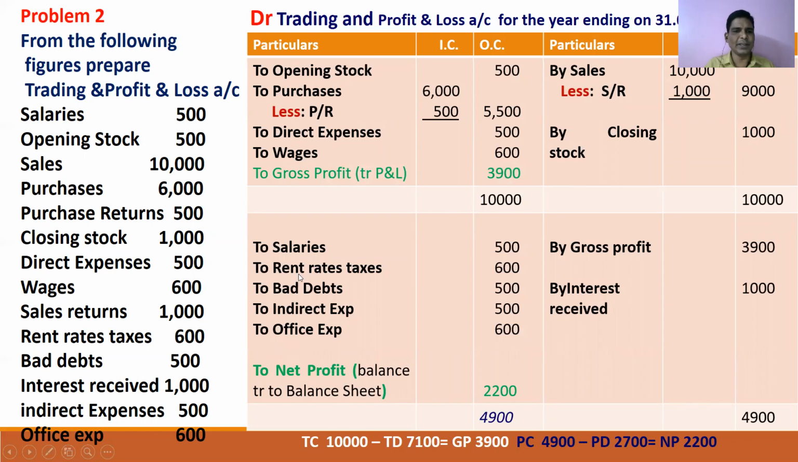Rent rates taxes PD. Bad debts PD. Interest received PC. Indirect expenses PD, direct expenses TD. Office expenses PD. So by your practice, by your preparation, by writing 10 times, the total problem is segregated into 4 sections: trading account debit side, trading account credit side, profit and loss account debit side, and profit and loss account credit side.